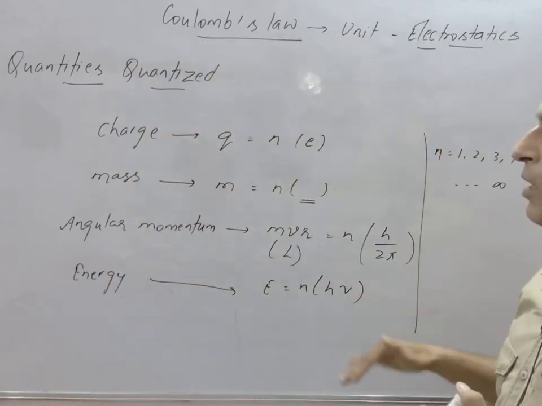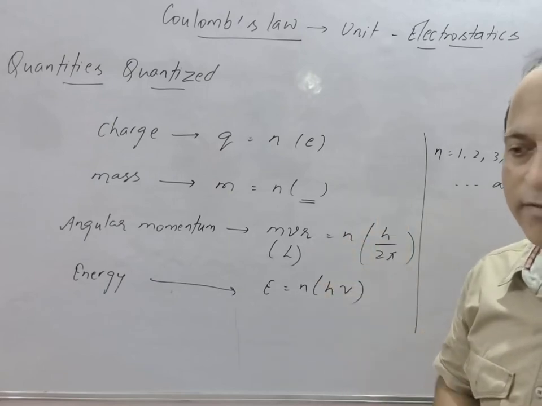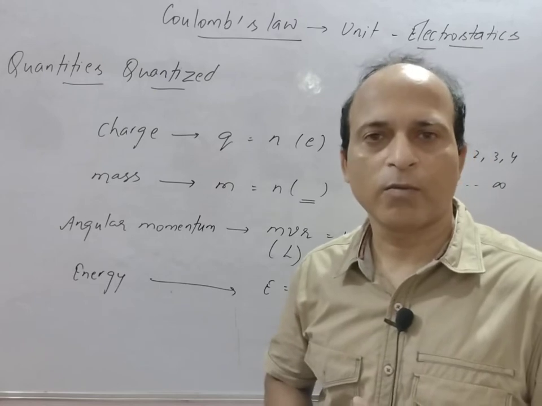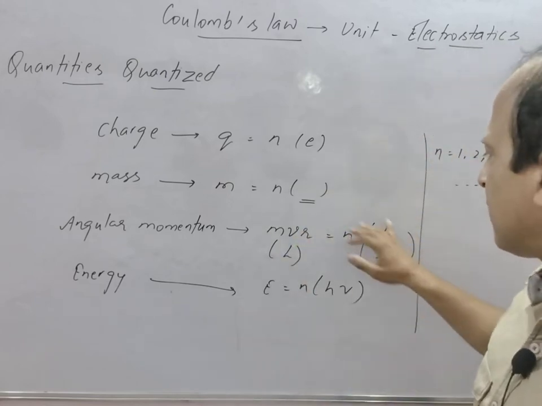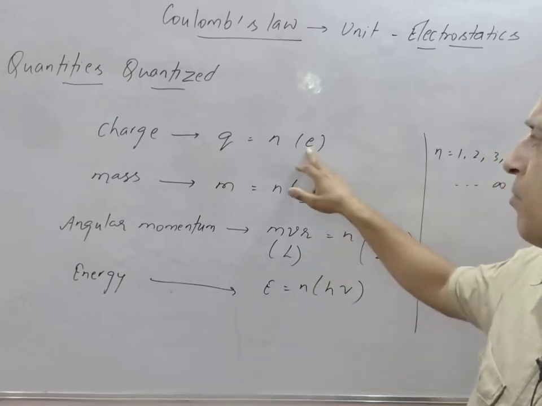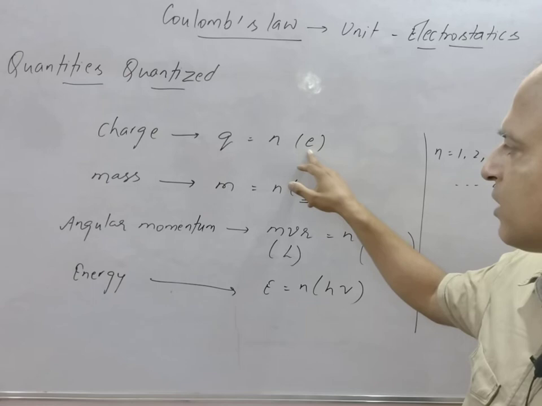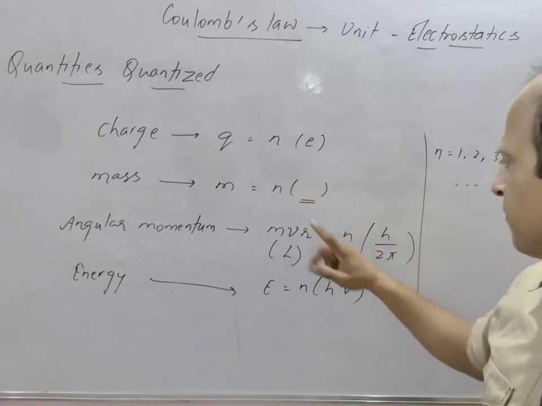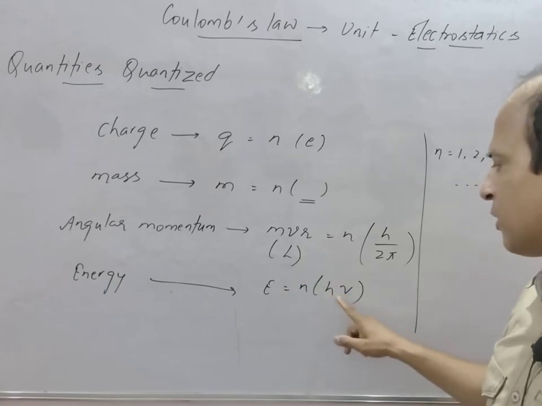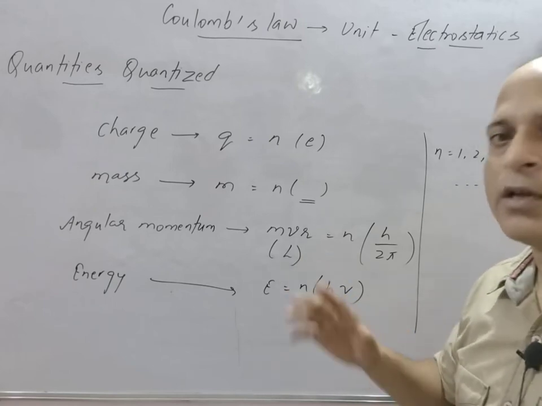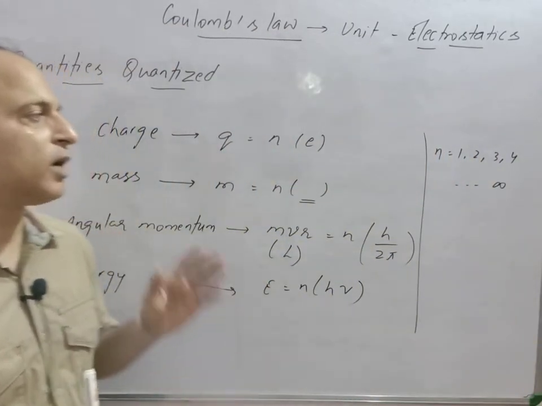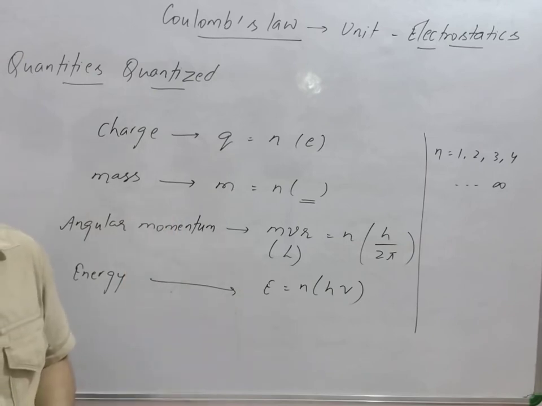When I say a particular quantity is quantized, that means we have a quantum, that is the smallest unit of that particular physical quantity. For example, anything that is written here in the bracket along with N is actually the quantum of the physical quantity. E here, that is the charge of electron, is the quantum of charge. Mass, we don't know what the quantum is. h upon 2 pi is the quantum of angular momentum. h nu is the quantum of energy, right? So this is what is meant by the quantization principle of any physical quantity.